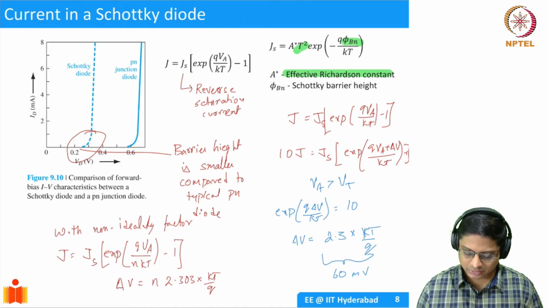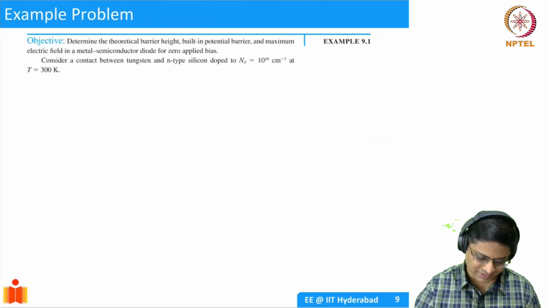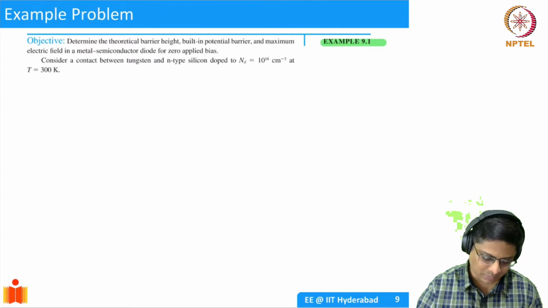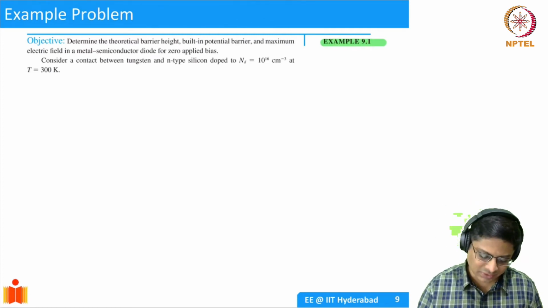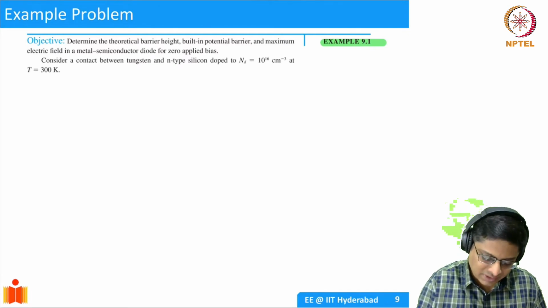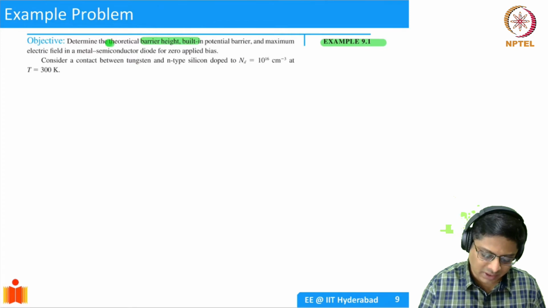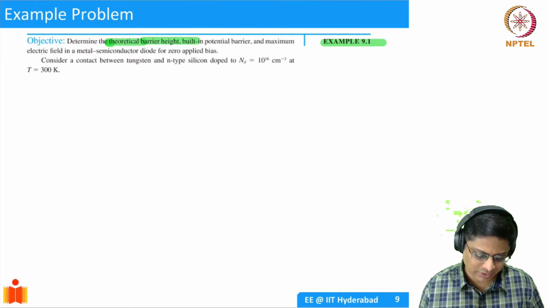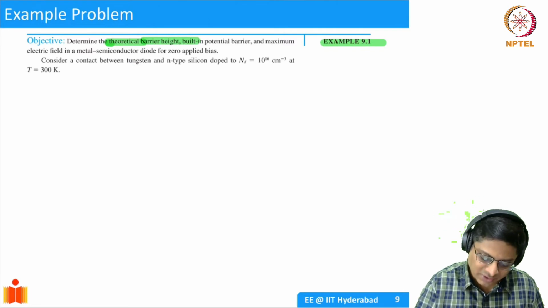Okay. So now let's try to calculate a problem. The problem is, again, an example problem from the textbook, example 9.1. Please refer to the textbook if you have questions. So what essentially they're asking is, determine the theoretical barrier height and built-in potential and all that, for a metal semiconductor junction, N-type silicon with some doping density given to you.